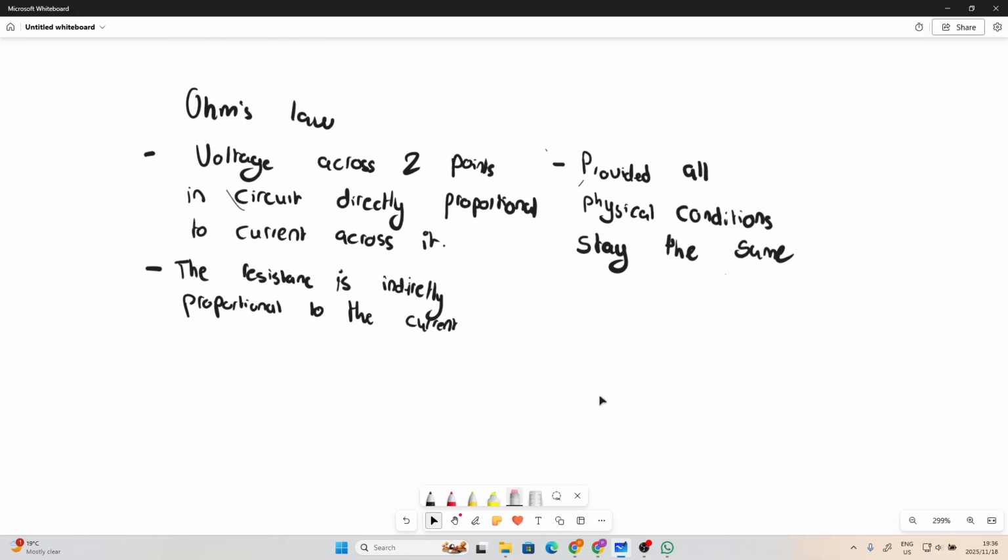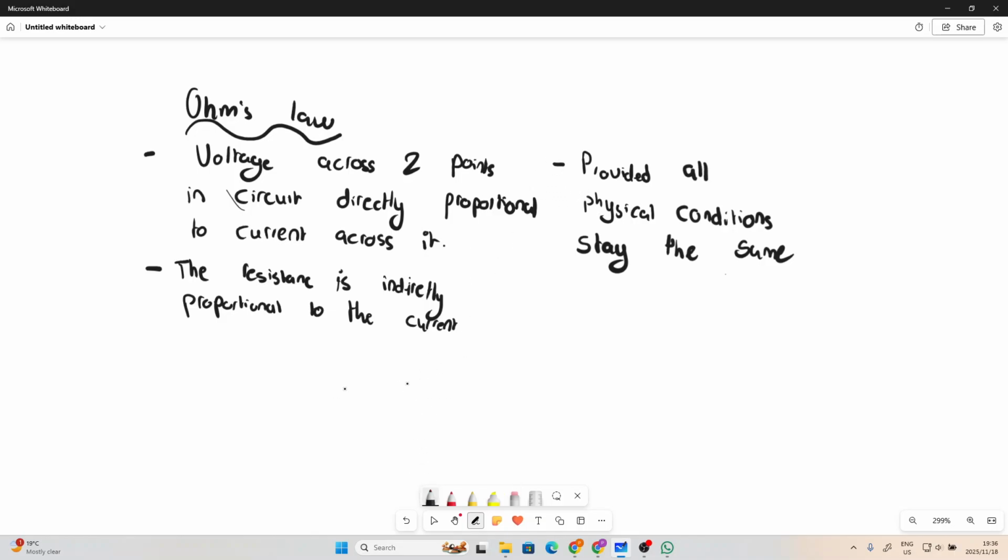Okay, right, here's your full definition for Ohm's law, unlike Sam's definition. Right. Now, who can tell me what this is mathematically? What this means mathematically?